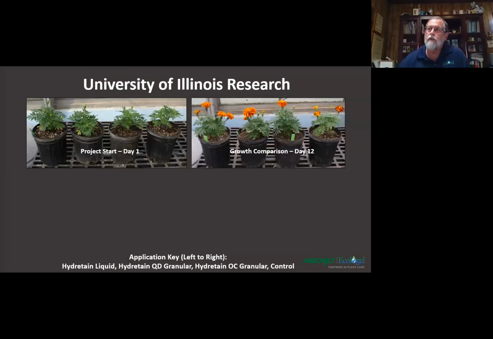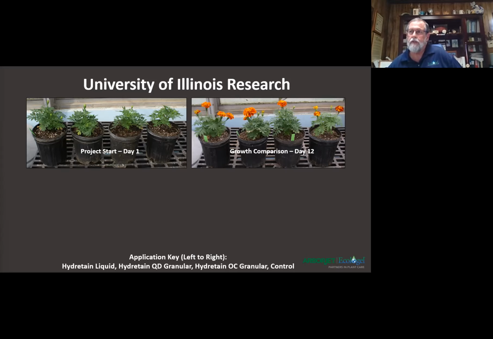Another study at the University of Illinois also demonstrated that, where we looked at the three forms of Hydretain: a liquid on the left, the second one from the left is the gypsum carrier called QD, and then the organic carrier is the next one. The far right is the control. And you can see after only 12 days, those plants are larger, they've got larger leaves, they have more flowers.